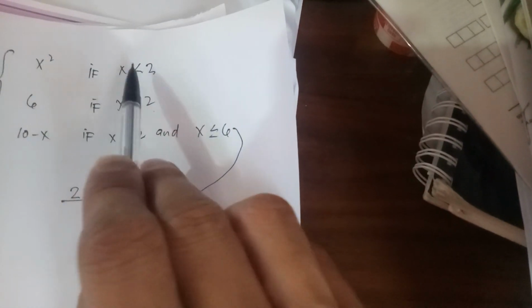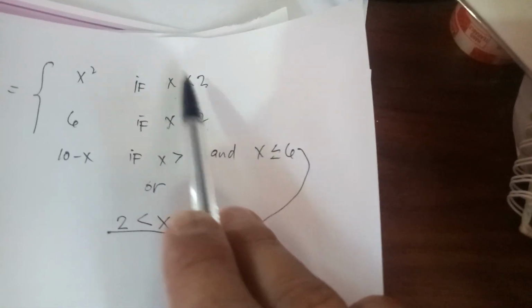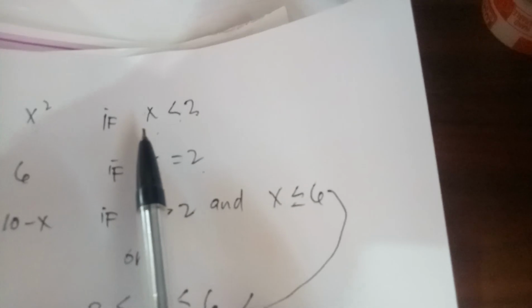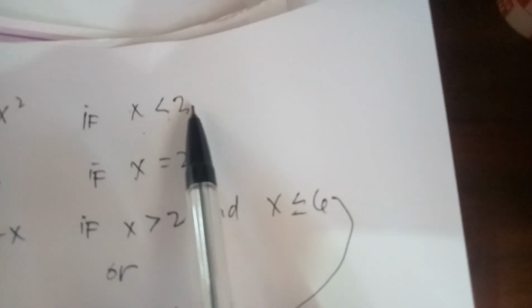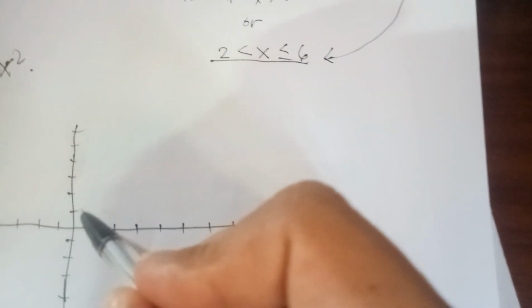So to further understand, let us graph the function. If x is less than 2, what are values less than 2? Let us have 1. If x is 1, what is 1 squared? If x is equal to 1, therefore x squared is equal to 1 squared, and 1 squared is 1. So if x is 1, y is 1.